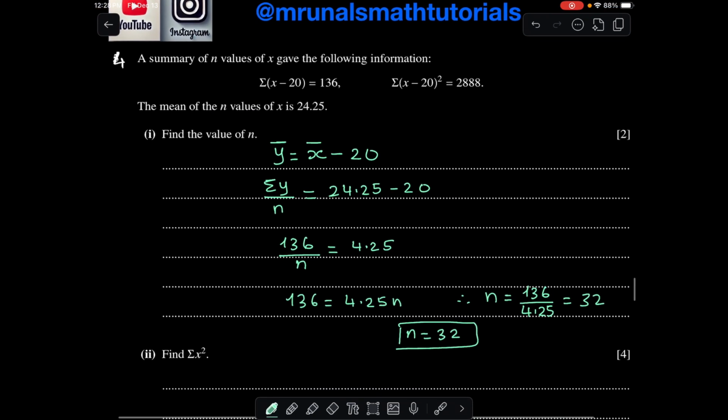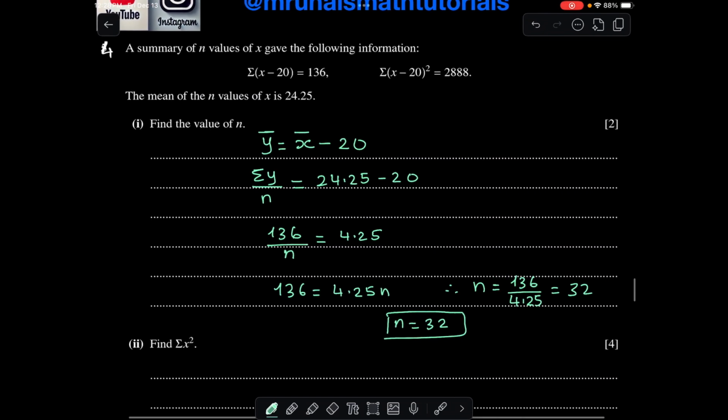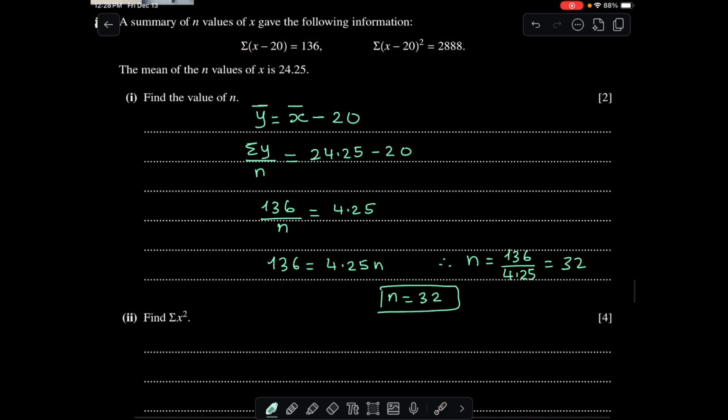Now in part 2, we need to work out sum of x square. Alright, so if you look at x square, it only comes in the formula for standard deviation or variance. But to calculate that, we have been given all the values of coded. Yeah, all coded values are given to us. So what I'm going to do is, I'm going to find the variance of y. Remember, variance of x and variance of y, they are the same. So that would be sum of y square over n minus sum of y over n bracket square.